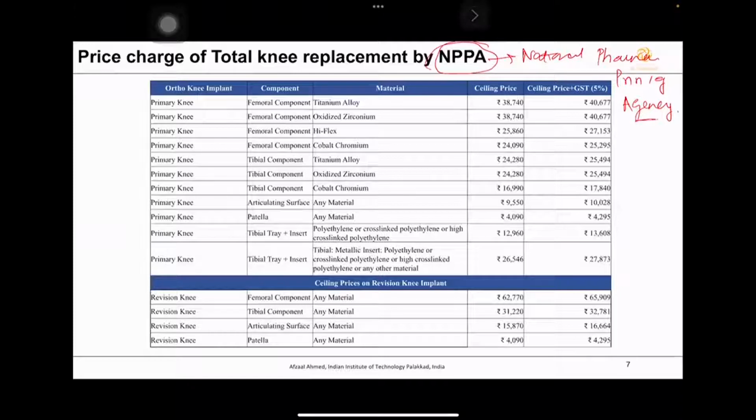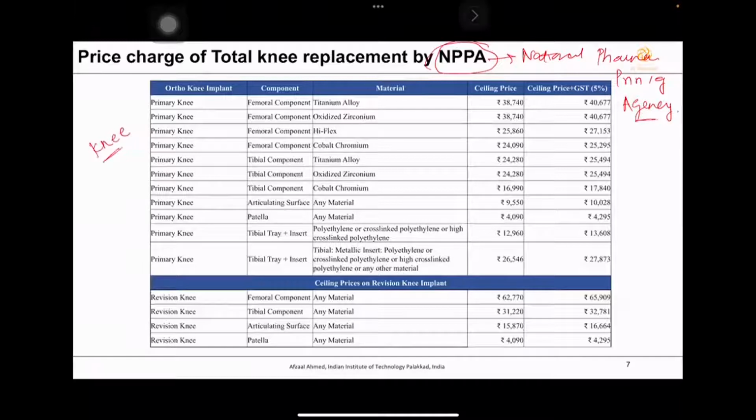So what the Indian government has done recently, in the last 5-6 years, is that they have fixed the ceiling price of these implants, because these are basically associated with senior citizens, knee implant. So I'm giving you the chart of knee implant only.